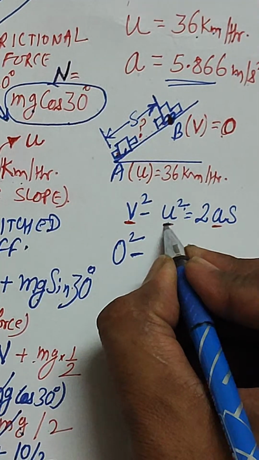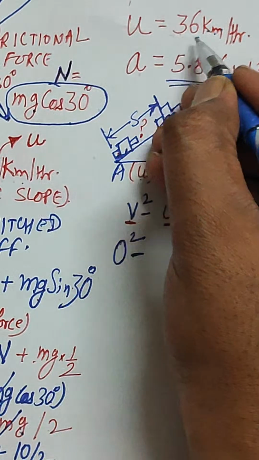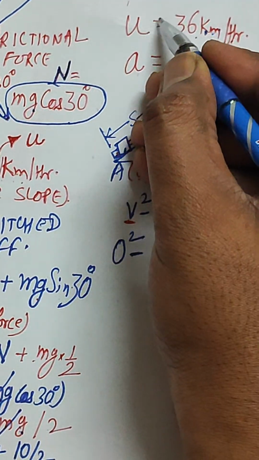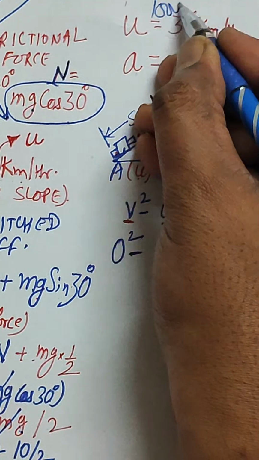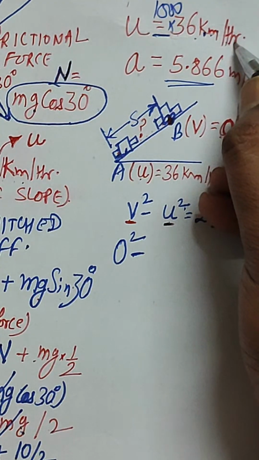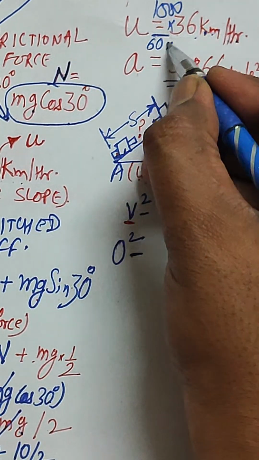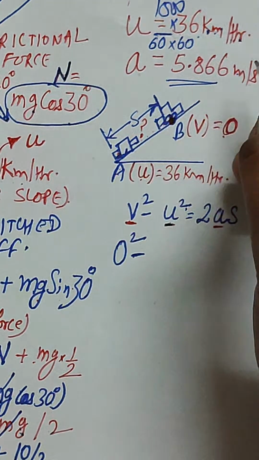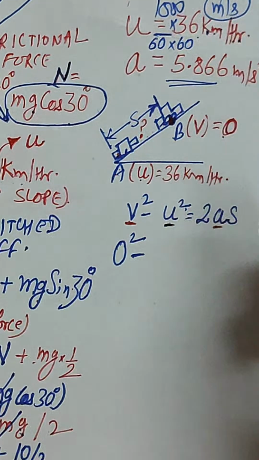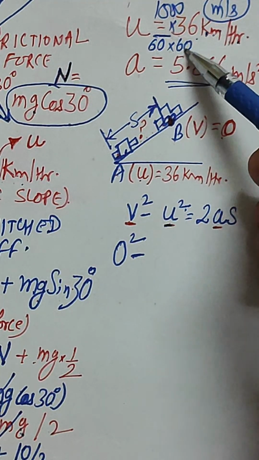So putting up this value, this is 36 kilometer per hour. Just to convert this kilometer into meter, multiply it with 1000 in the numerator, and in the denominator it's hour. So it will be converted into second as 60 minute into 60, right? So this is converted into meter per second when you multiply it with 1000 by 3600, right?